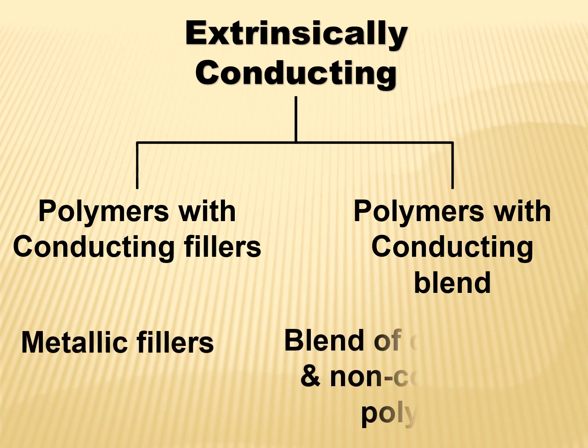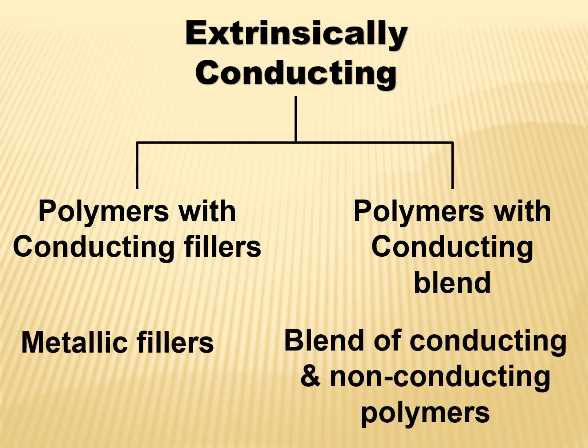Okay, such polymers are called metallopolymers. Or in other cases, we can blend, we can combine a conducting polymer and an insulating polymer. For example, polystyrene is an insulating polymer, but polyacetylene is a conducting polymer. These two can be blended together. You will get a very good material.